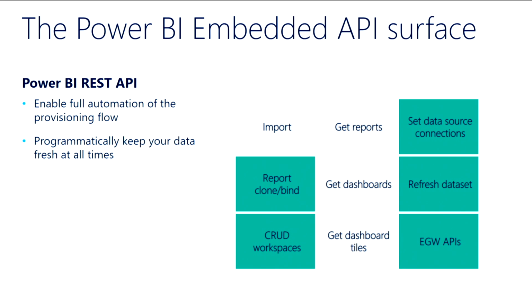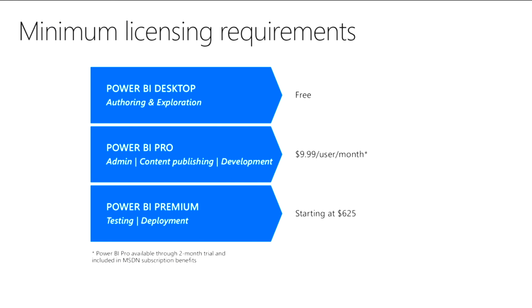Set data source connections, refresh data sets, and gateway APIs, everything to allow you to have a fully automated story for your deployment. In terms of licensing and pricing, to repeat what I've just said, you need a Pro license for sure for your application. The Pro license is mandatory for the development process, and then on top of that, you'll need to have a premium capacity. Our capacity starts at the lowest of $625 a month.